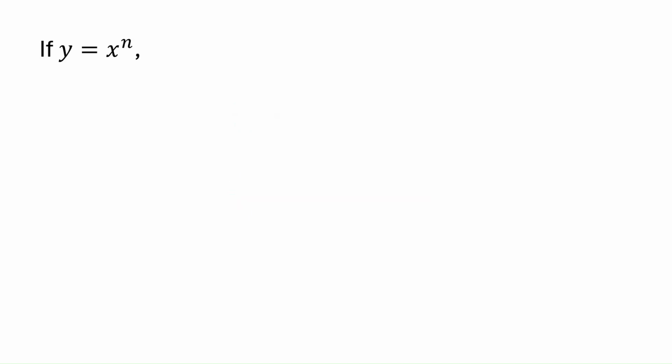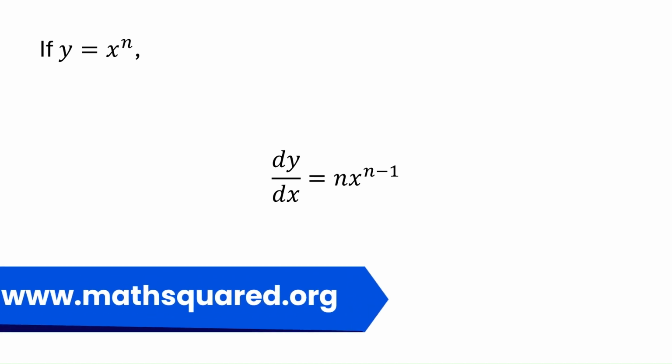So here's the takeaway message. If y equals x to any power, to the power of n in this example, then the derivative dy dx can be calculated by timesing by the power and then dropping the power by 1. So that brings us to the end of this first lesson on differentiation.